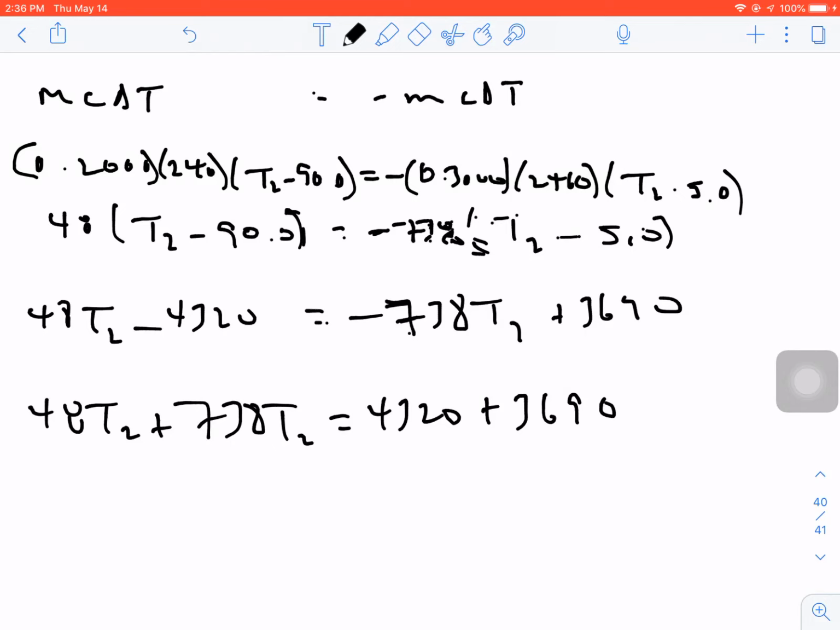Okay, I'm going to add up my T2 terms, the 738 and the 48, and I'm going to add my 4320 plus 3690, and I'm going to get 8010 on the right. On the left, I'm going to have my 48 plus 738 T2s, which is 786 T2s. So my T2 now will be 8010 divided by 786. I'm getting 10.2 degrees Celsius.